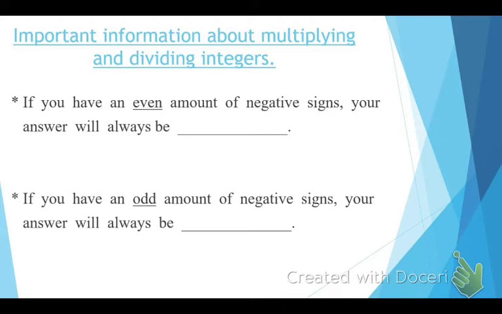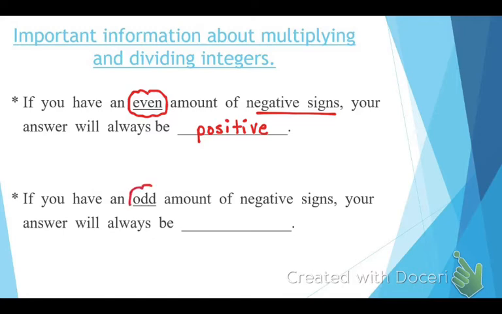If you have an even amount of negative signs, I want you to take your red pen, draw a cloud around the word even, and underline the word negative signs. If you have an even amount of negative signs, your answer will always be positive. Great job, guys. All right, go ahead and fill that in the blank with your red pen. Let's go to the next one.